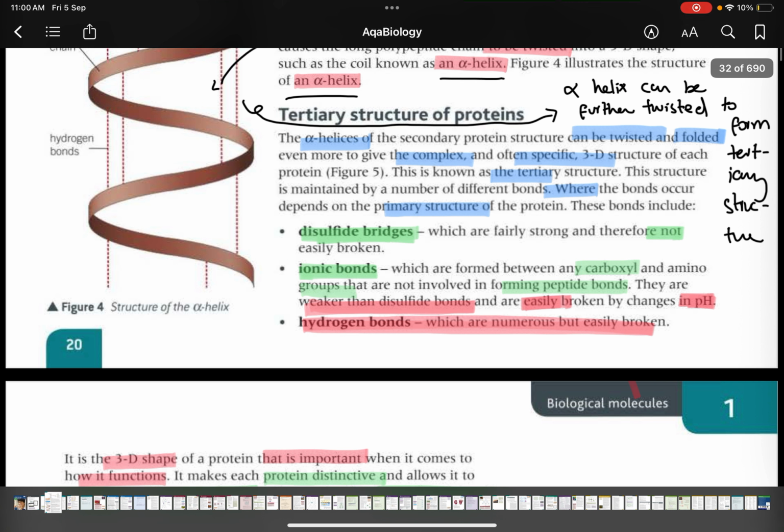For the tertiary structure, the alpha helixes, I don't know why they wrote helices, I'm pretty sure that was a typo, but the alpha helixes can be twisted and folded even more to give the complex and often specific 3D structure of each protein. This is known as the tertiary structure. Now, this structure is maintained by a number of different bonds. Where the bonds occur depends on the primary structure of the protein.